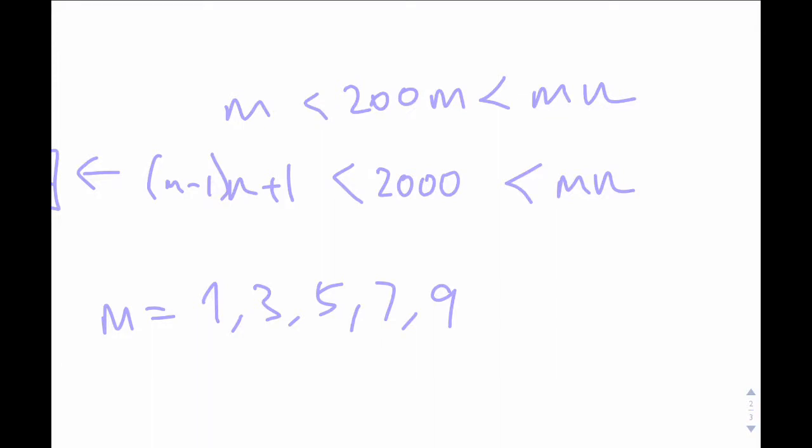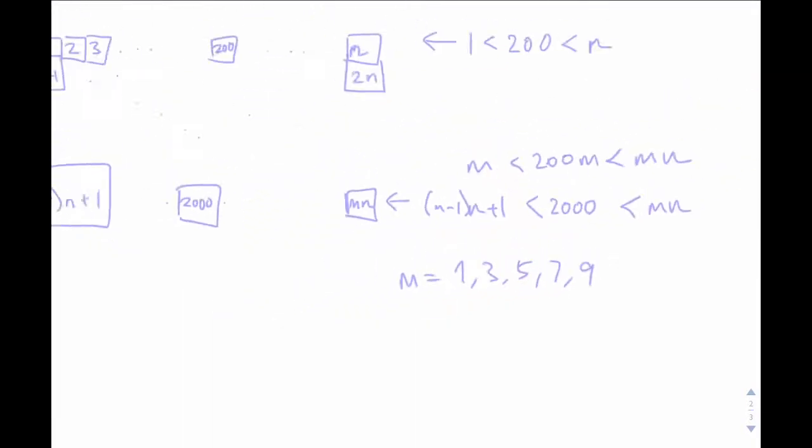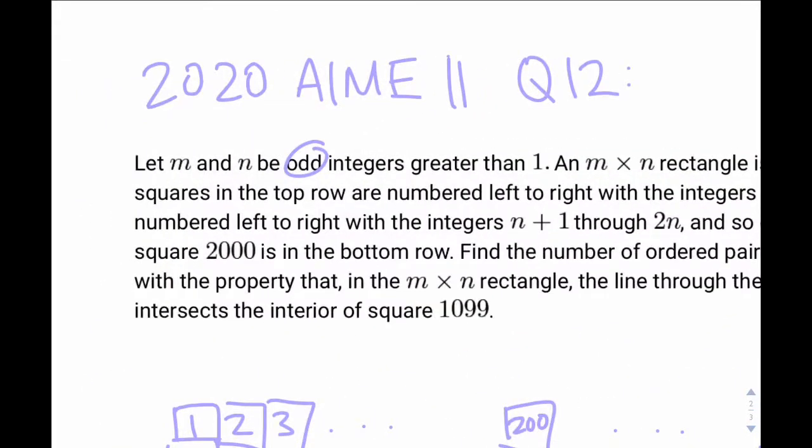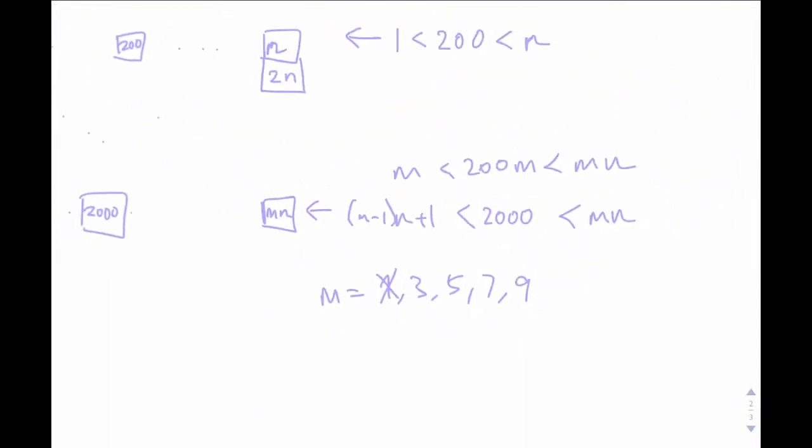So that will not work. Well, not necessarily those two, but just these two inequalities in general. M equals 11 just won't work. And we also know that m is greater than 1. From the original problem statement, we have m and n are odd integers greater than 1. So we've already narrowed it down so that m is one of 3, 5, 7, or 9.